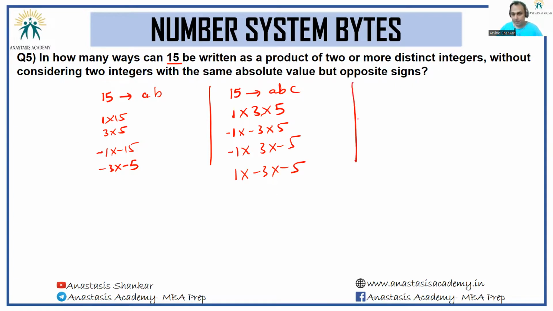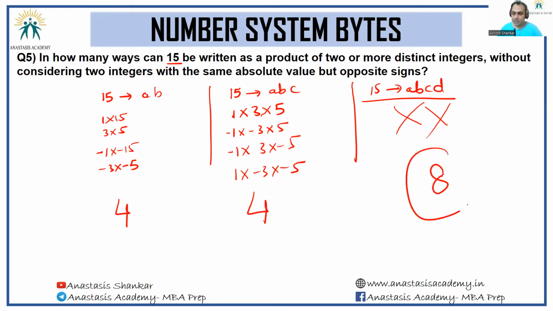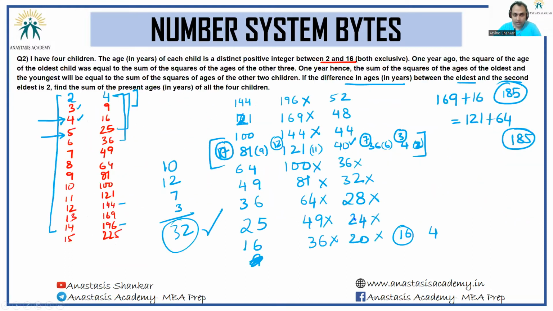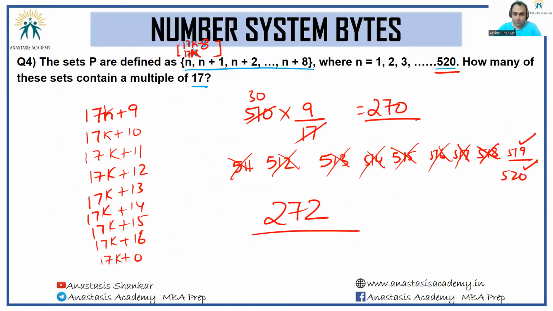Can I make it for four integers? 15 as a, b, c, d. No, it is not possible because this has only two distinct prime factors. You will not get any such case. So you get four cases from here, you get four cases from here, or altogether the answer to the question will be 8.